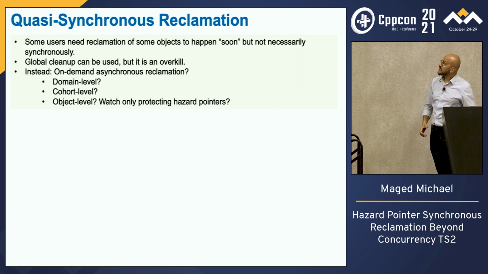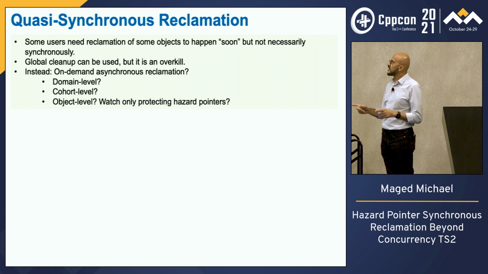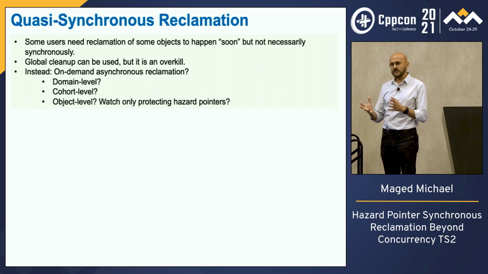So let's move on to a related question. There are some users who think they need synchronous reclamation, but all they need is actually quasi-synchronous, or quick, on-demand invocation of asynchronous reclamation. So let's say someone is removing an item from a container, but that item is hundreds of megabytes. And they really don't want to wait 2 seconds for that to be reclaimed, or for the next asynchronous reclamation, or whenever we accumulate tens of thousands of objects.